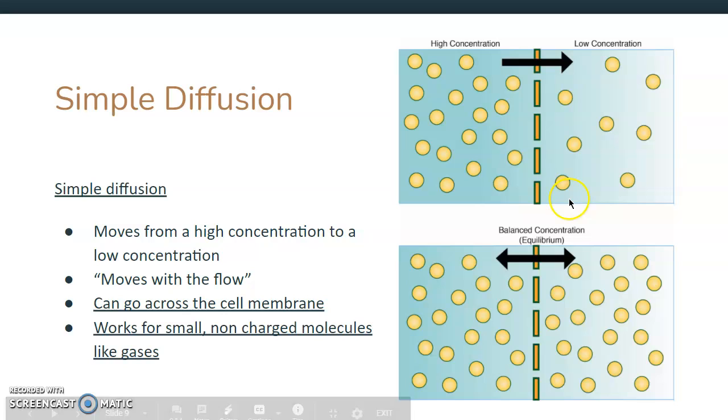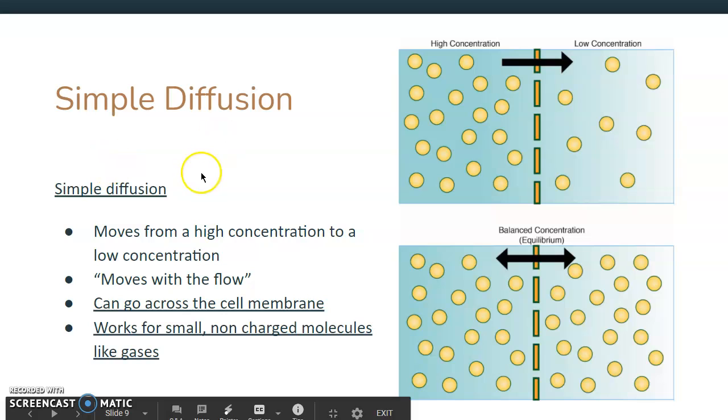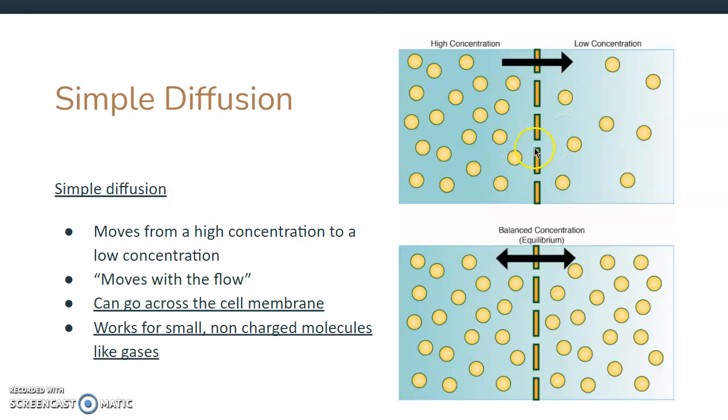This picture does a really good job of explaining it. This dotted line is going to be our cell membrane. We have more circles on the left than the right. So diffusion will occur and things will come inside until we have the same amount of circles on the left and the right. But since it's simple diffusion, only small things can go across. So this would have to be a small molecule, or a non-charged molecule, that can go across our membrane.